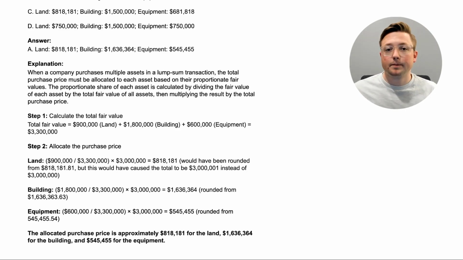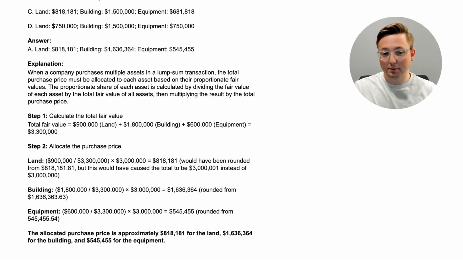So let's walk through this. It's not too difficult once you understand what it's even asking. When a company purchases multiple assets in a lump sum transaction, the total purchase price must be allocated to each asset based on their proportionate fair values. The proportionate share of each asset is calculated by dividing the fair value of each asset by the total fair value of all the assets, then multiplying the result by the total purchase price.